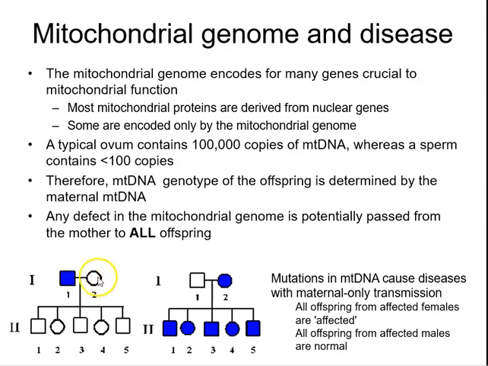So in this situation, we've got a non-affected female. All of the offspring are normal because this woman is normal for mitochondrial diseases. Whereas in this situation, the male is normal, the female is affected. Every single one of her offspring is affected with the mitochondrial disease, potentially. And we'll come on to why it's potentially fairly shortly.